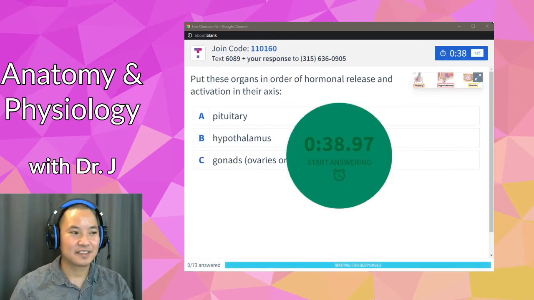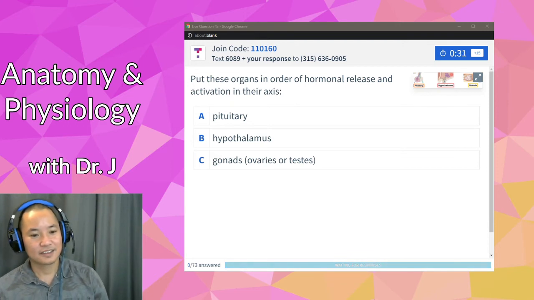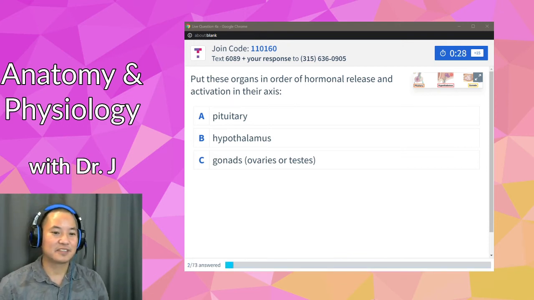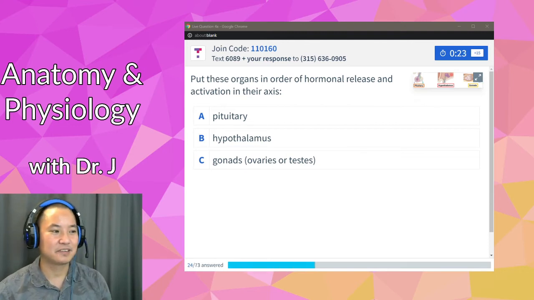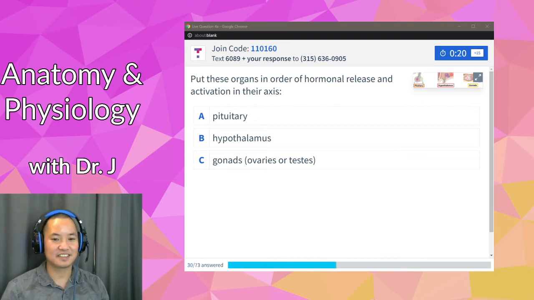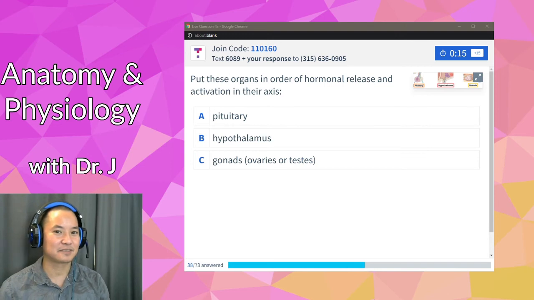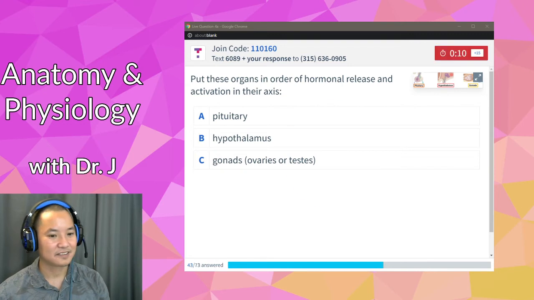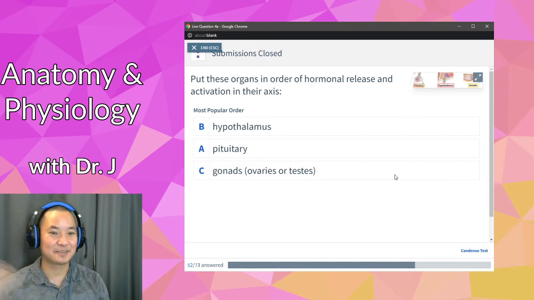Now instead of the thyroid, we have gonads. So put these in order. Female gonads are the ovaries, male gonads are the testes. In terms of the simple activation of this axis, all these organs work together in producing the sex hormones, but what's the order? Which comes first? All right, let's see. This is the most popular order, and somebody did put gonads first.